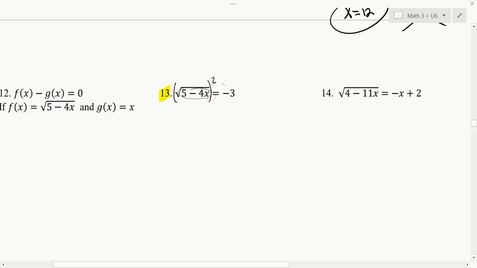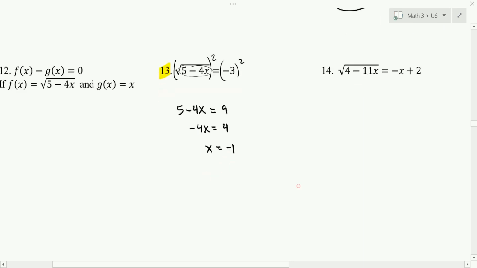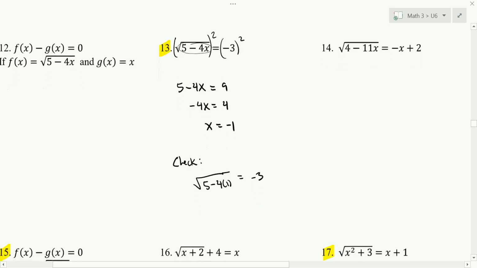Square both sides, and you end up with 5 minus 4x is 9. Subtract 5 from both sides, and you get negative 4x equals 4. Divide by negative 4, and you get x is negative 1. So if we check this, we get the square root of 5 minus 4 times negative 1 is equal to negative 3. That would be the square root of 9 equals negative 3, which is false. And so we throw it out. There's no solution.